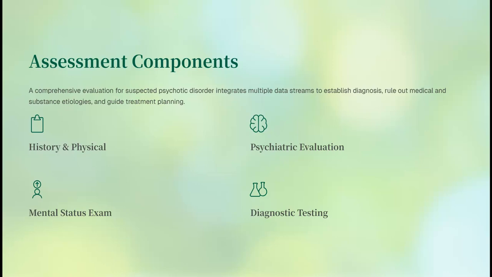Use a structured interview to assess when symptoms began, how long they've lasted, how severe they are, and how they are affecting this person's life. Is it causing a functional impairment? And then the family's input is really important, okay?